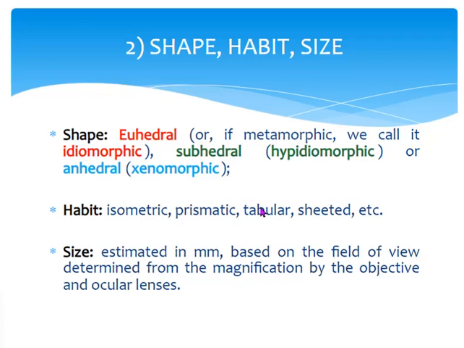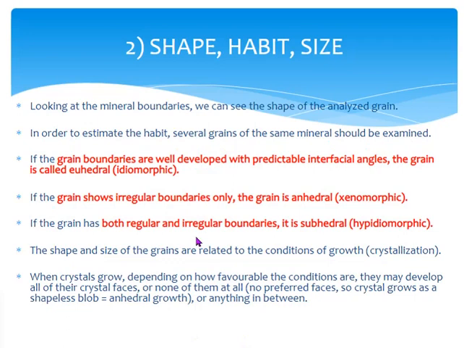So what is habit? Habit means the crystal structure of the mineral, that is either isometric or prismatic or tabular or sheeted. Then size is estimated in millimeters based on the field of view determined from the magnification of the objective and ocular lens. We can determine the size with the help of the objective and ocular lens. Looking at the mineral boundaries, we can see the shape of the analyzed grain.